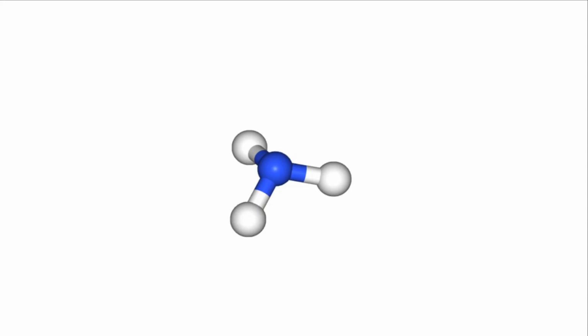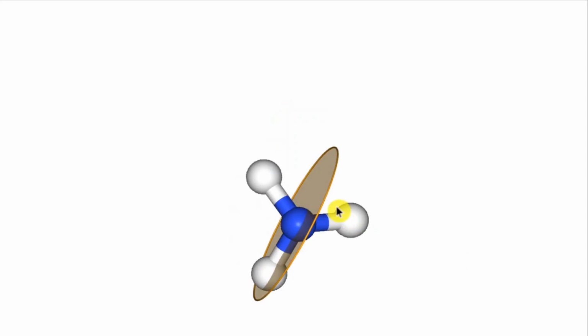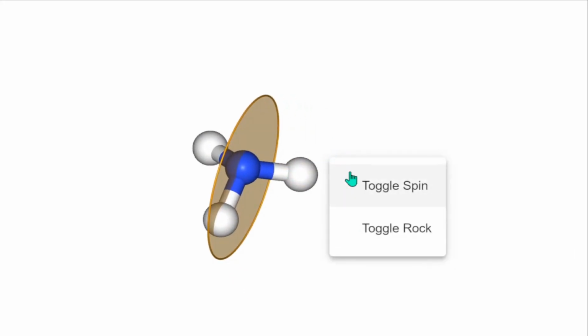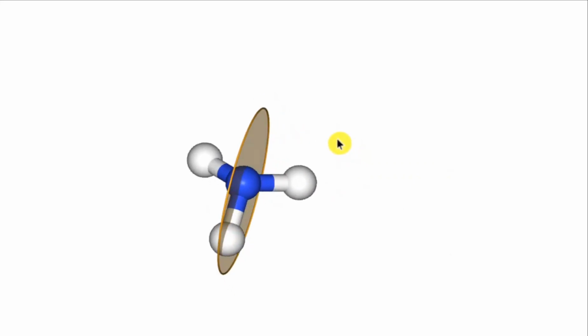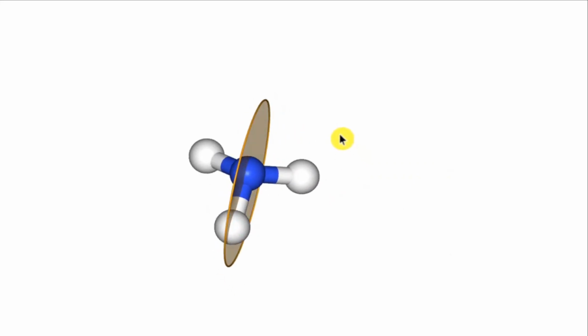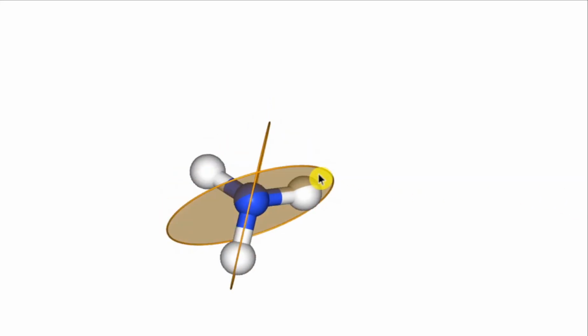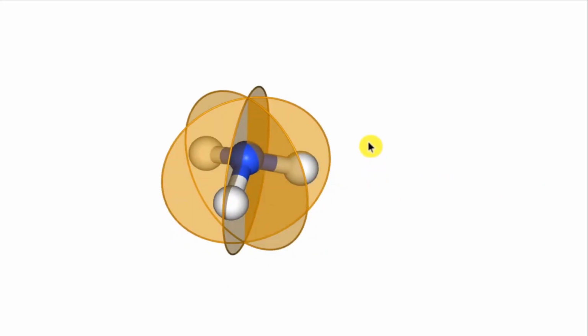The first plane is along the central nitrogen atom and one of the hydrogen atoms. This one. This is one plane. And you can immediately see that due to its symmetry, we have another plane that cuts the central nitrogen atom and the other hydrogen atom, and the third one cuts the other hydrogen atom and central nitrogen atom. These are the three planes of symmetry.